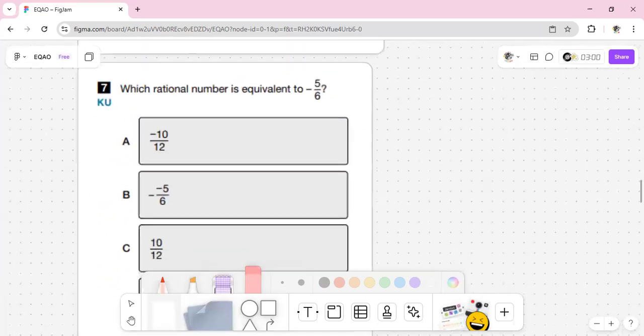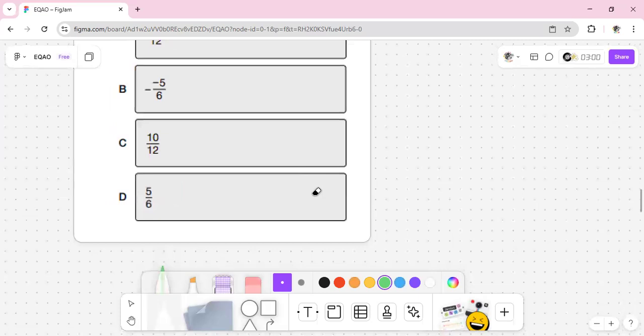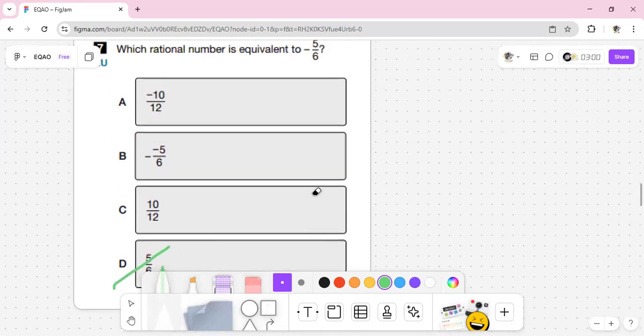Question number 7, more straightforward. What rational number, we know rational numbers are also fractions, is equivalent to -5/6? So again, I'm going to have to tackle each question. I know right away that D has to be, we cannot reduce 5/6 anymore, and the answer has to be -5/6, so I'm going to cancel that out. 10/12, if I reduce that fraction, that's also going to be +5/6, so that cannot be the correct answer.